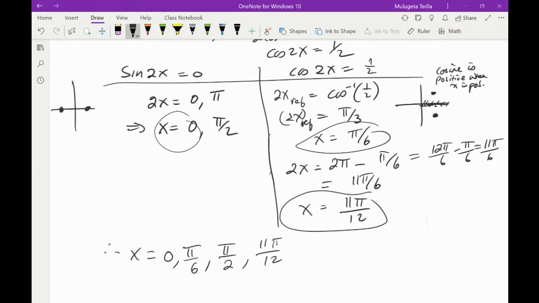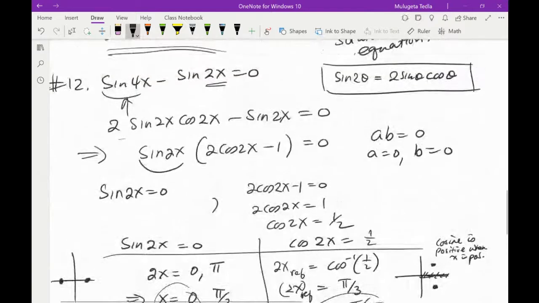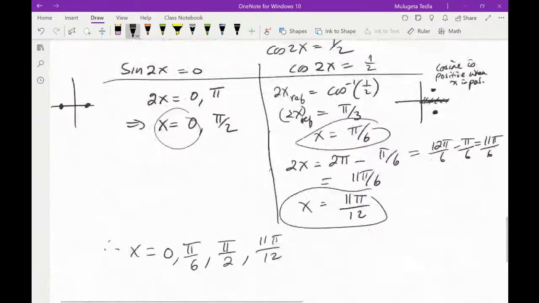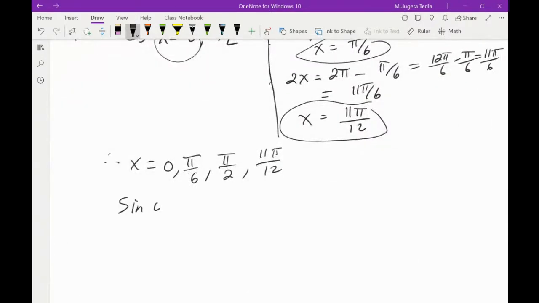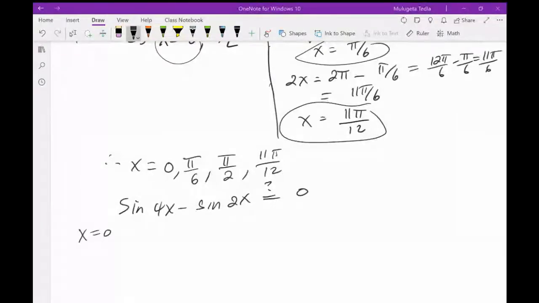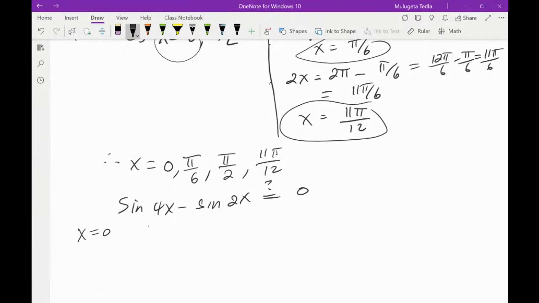Is that true? Can we check? Like, can we check sine of 4x minus sine of 2x, is it equal to 0? Let's plug in 0 for x. Yes, let's double check. Sine of 0 minus sine of 0, of course, is 0 because sine function is 0.